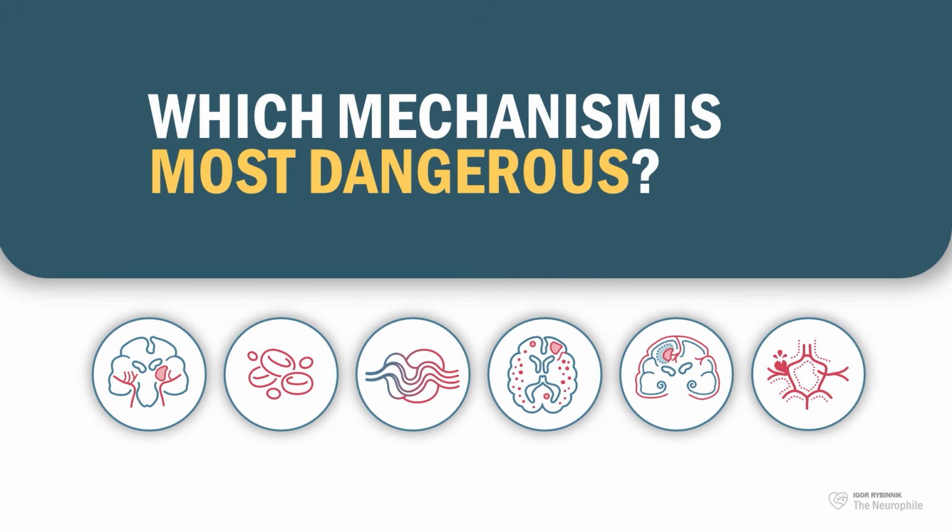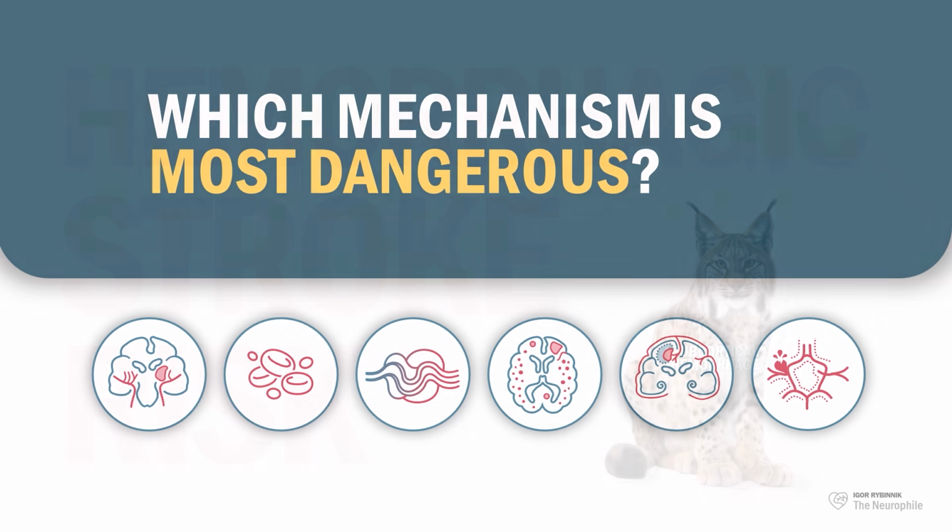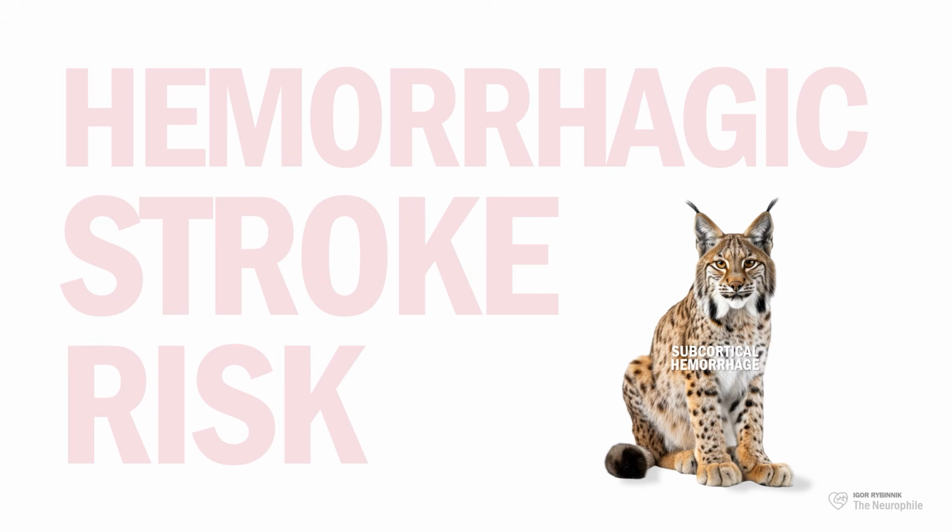And before we dive into the results of our patient's workup, now that we have some idea of hemorrhage pathologies, this brings up an important question. Which hemorrhagic stroke mechanism is most dangerous? And this concept is best illustrated with cats. Think of most subcortical hemorrhages as a lynx. They're serious, but not the most dangerous out there. Most deep hemorrhages are caused by small vessel disease, which has an annual rebleeding rate of up to 5%.